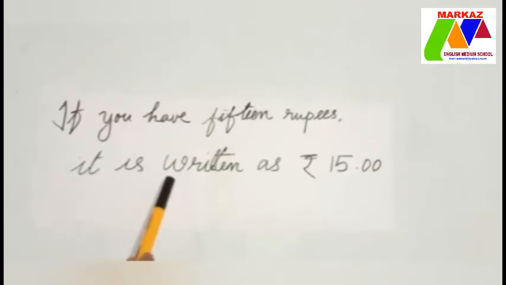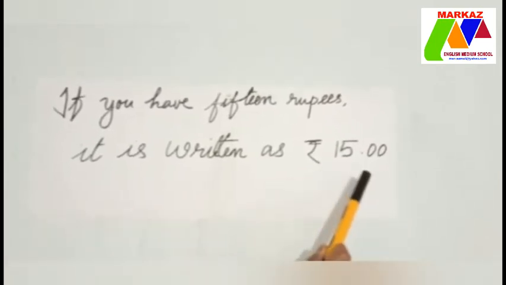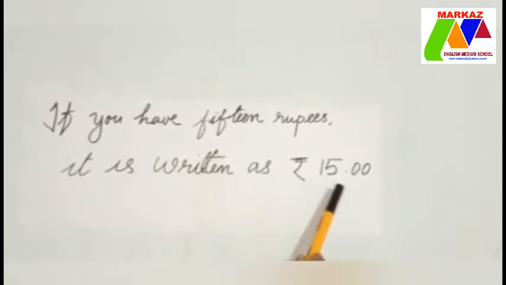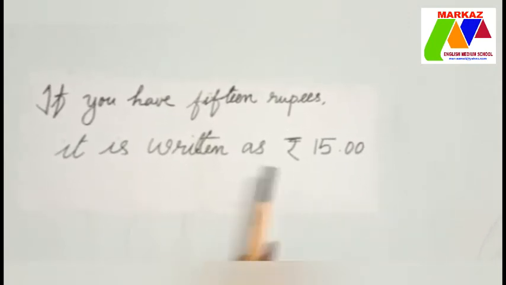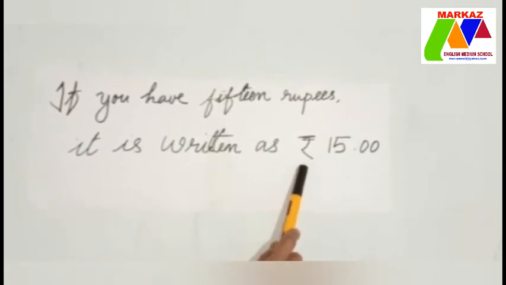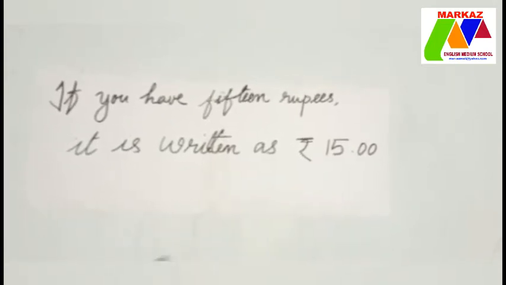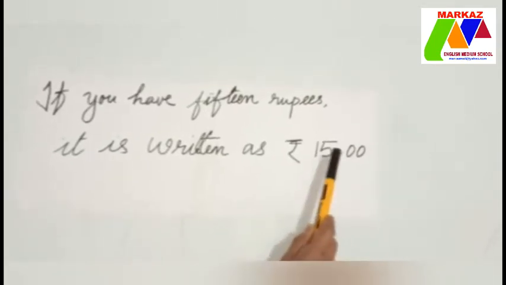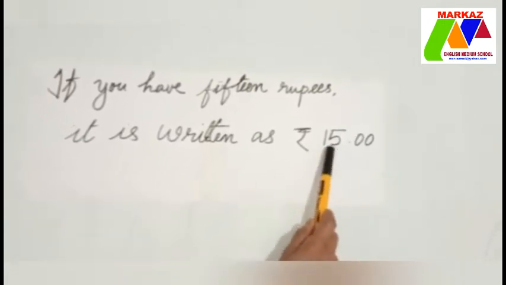Children, if you have 15 rupees, we can write it as rupees 15. Here, this is the symbol used for the Indian rupee. We use this symbol instead of the word rupee. A dot is used to separate rupees and paise.